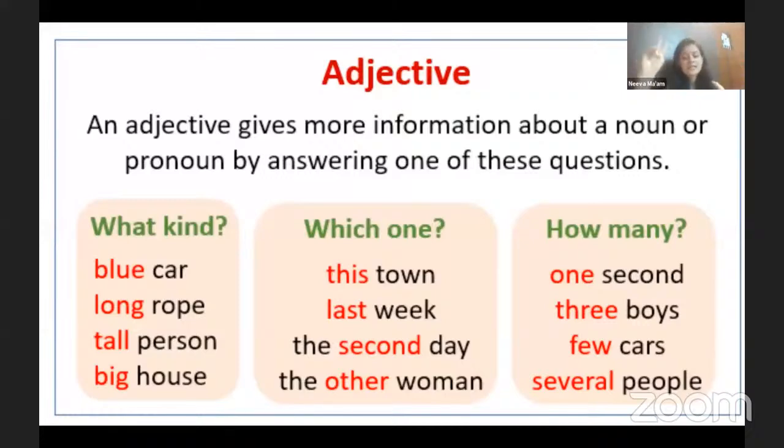This, that, these, those, right? Last week, the second day, the other woman. How many? This is adjective of quantity: one, second, three boys, few cars, several people. Adjective of quantity. Okay, super duper.